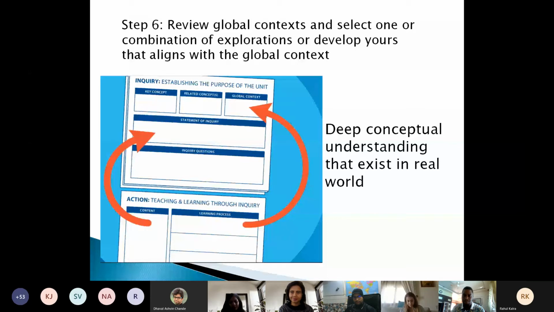Okay, so what can anybody tell, what do you mean by global context? If I ask the essence of it, what is global context? Yes, because that would be helpful to the educators who are making the unit plan for the first time. I have a show of hand from Mr. Rajpal. Maybe Mr. Rajpal, yes. What is a global context? Yes, Mr. Rajpal.